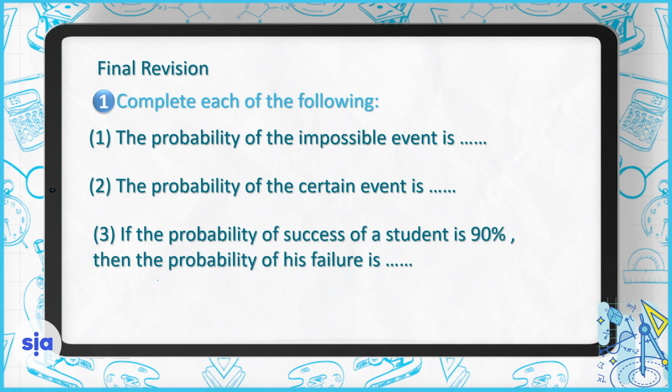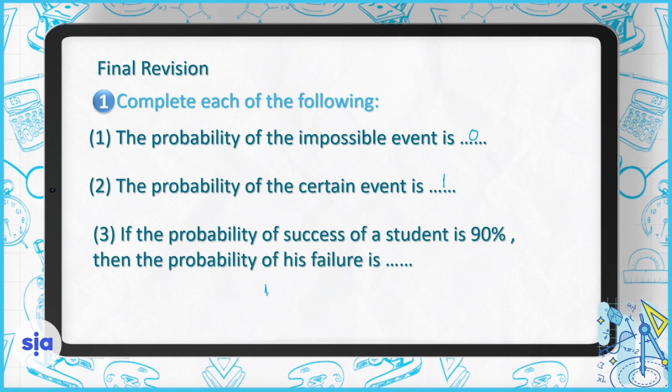In this session we'll be working on the final revision of statistics. Let's start. Question 1. Complete each of the following. The probability of the impossible event is? Excellent, it is 0. The probability of the certain event is? 1. If the probability of the success of a student is 90%, then the probability of his failure is what?